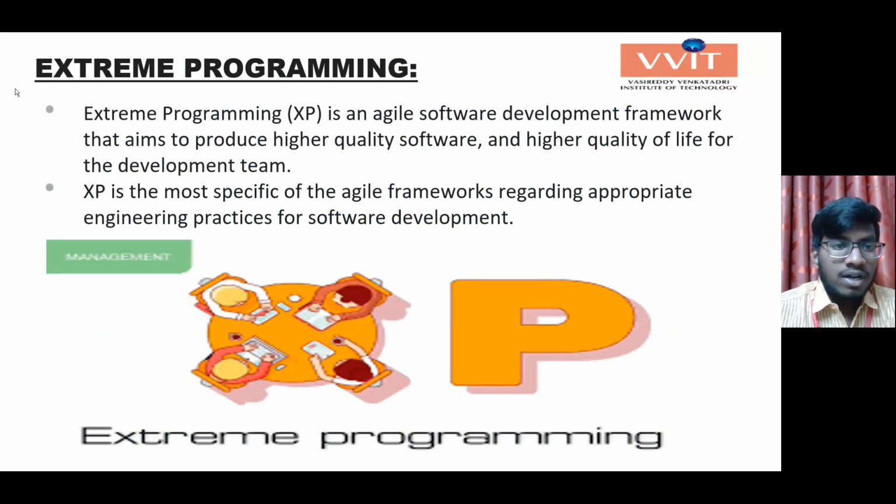The next important and most popular Agile framework is nothing but extreme programming, or it is also denoted with XP. It is an Agile software development framework that aims to produce high quality software and high quality of life for the development team. XP is the most specific of the Agile frameworks regarding appropriate engineering practices for software development. So this is an introductory overview about extreme programming. Let's see what different values or policies are followed by extreme programming.